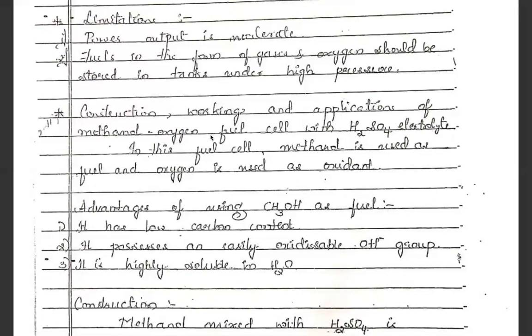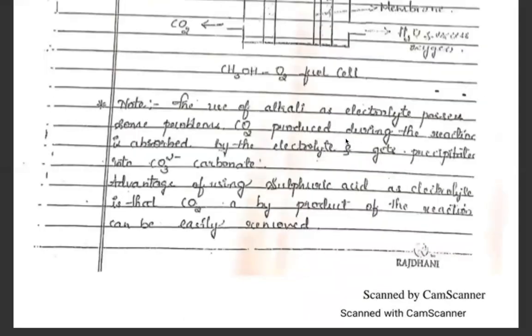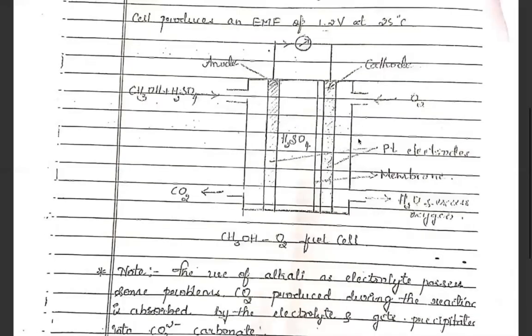Okay. So construction, working and application of the methanol oxygen fuel cell, and the electrolyte used here is H2SO4, an acid electrolyte, sulfuric acid. So let us go to the diagram.